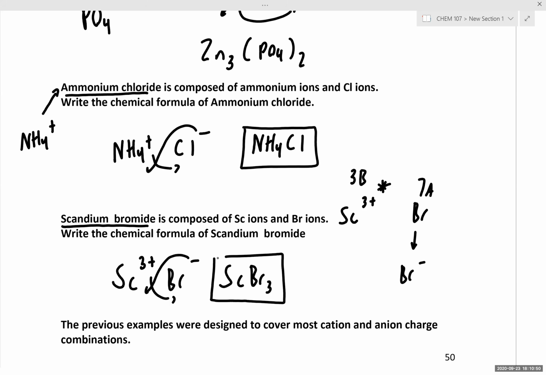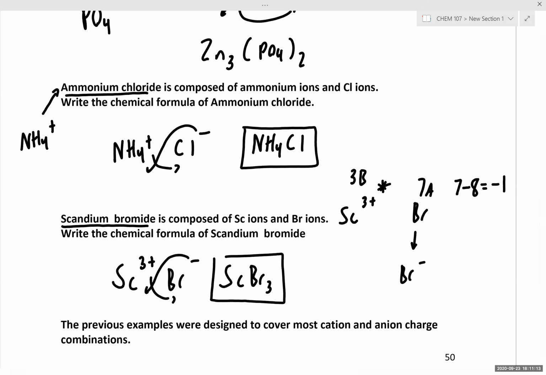Professor, can you go over the bromine? It's a 7A, and how we end up with only... So for nonmetals, the charge is equal to the group number minus 8. And 7 minus 8 gives us a predicted charge of -1. Got it. Thank you. Perfect.